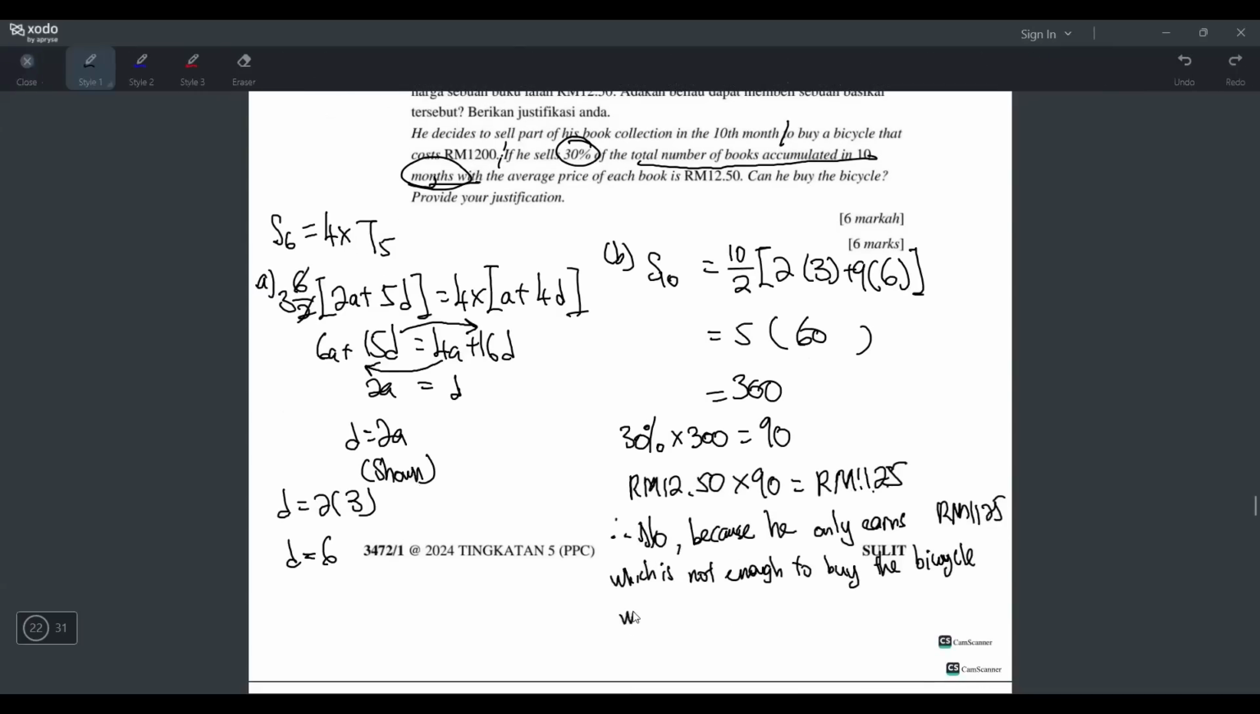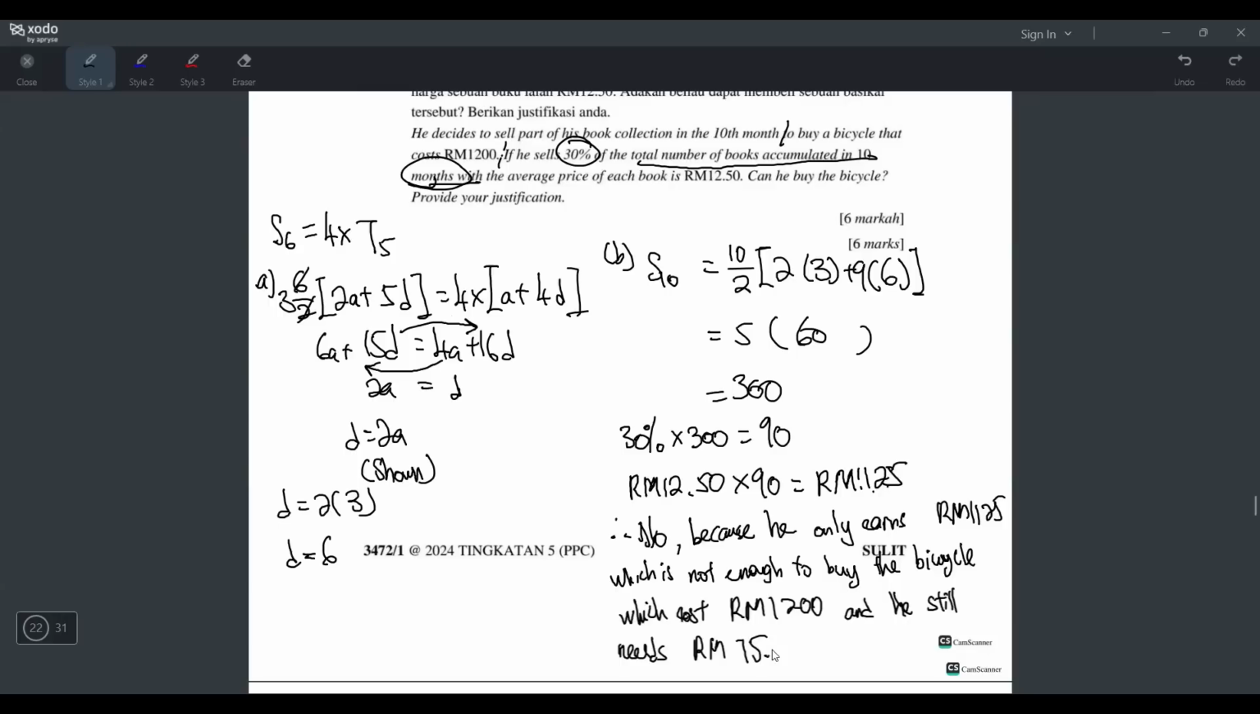Which costs RM 1,200, right? And you can even tell them how much extra he needs. So we can write here, because he only earns 1,125, which is not enough to buy the bicycle, which costs 1,200, and he still needs RM. Okay, berapa lagi dia kena ada? We just take 1,200 minus 1,125. So let's press the calculator. My calculator gives me 75, right? So I'll just write like this.